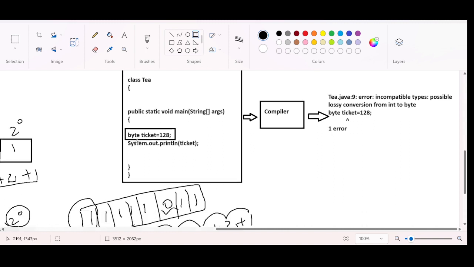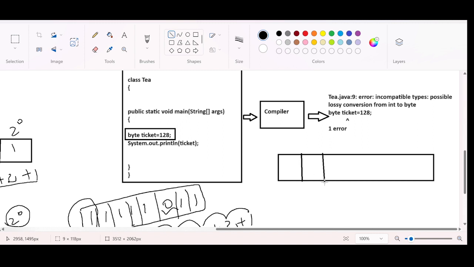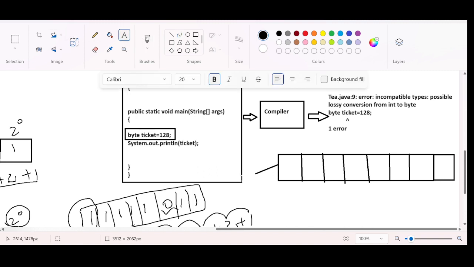Internally, as soon as the compiler encounters this byte data type, it will allocate some memory. The byte data type is a collection of 8 bits, so it will allocate a maximum of 8 bits of memory. This is how it gets allocated: 8 bits of memory. And the name of the memory location is what? Ticket, because that is what we have given, isn't it?